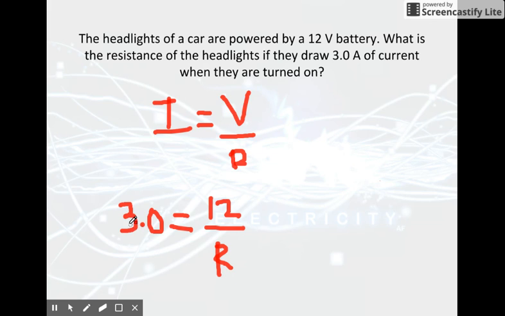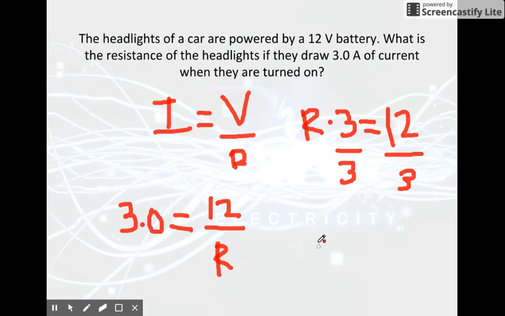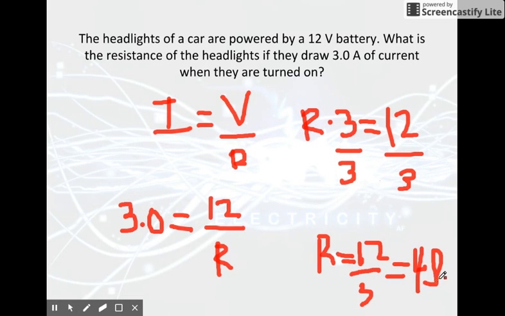I'm first going to multiply by R to get it to the top. So I have R times 3 equals 12. And then my last step, I'm going to divide both sides by 3 to get my answer. So my resistance should be 12 divided by 3, which you can do in your head. You should get 4 ohms of resistance.